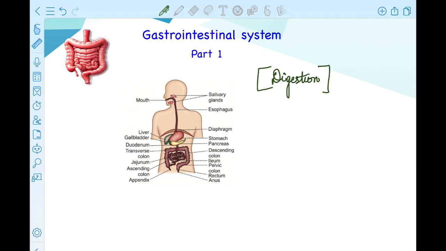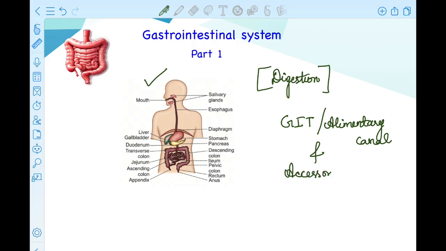So, let's learn the functional anatomy of the digestive system. In this image, you can see various organs like the mouth, the salivary glands, esophagus, liver, gallbladder, etc. The digestive system consists of the gastrointestinal tract, which is also known as the alimentary canal or the alimentary tract. Along with this, it has also got the accessory organs. These accessory organs aid in digestion and absorption.